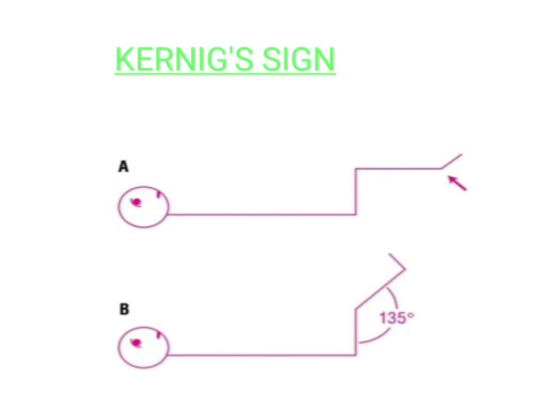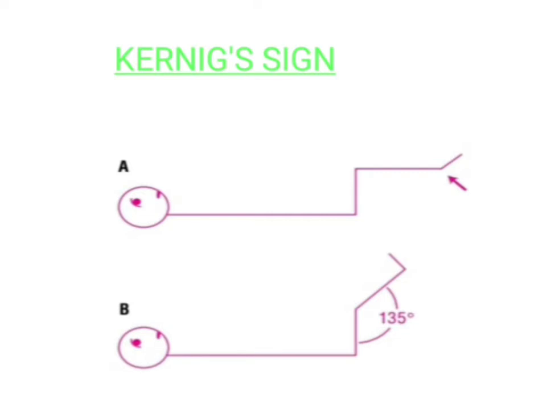Now coming to the Kernig's sign. This is named after a Russian neurologist, Waldemar Kernig. For this physical examination, initially the physician makes the patient lie in the supine position. Supine position means lying on the back with the face upwards.